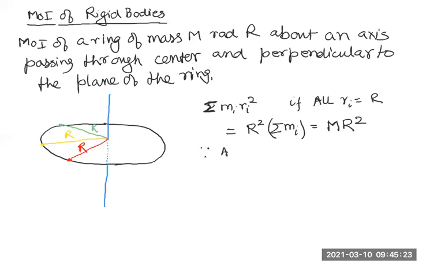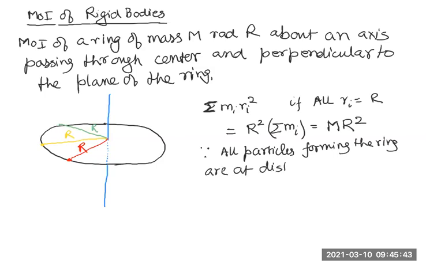Since all particles forming the ring are at distance of r from center, let me write from axis, therefore I is equal to mr square. Khatam, end of story.